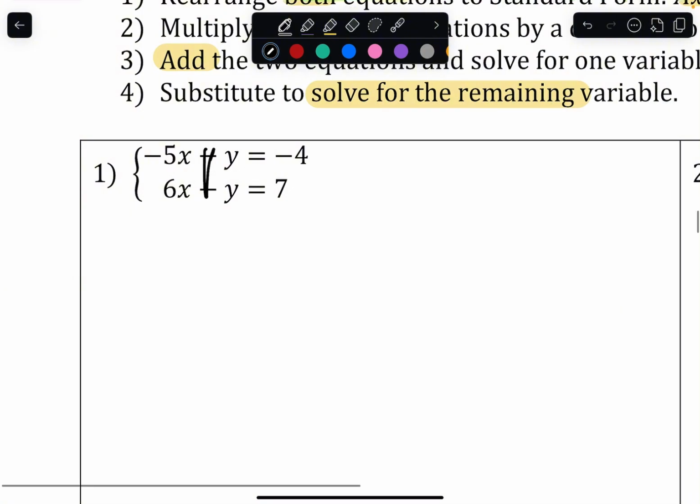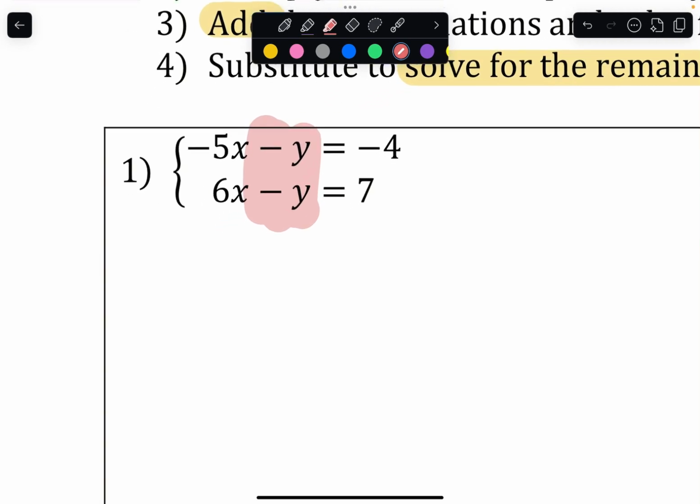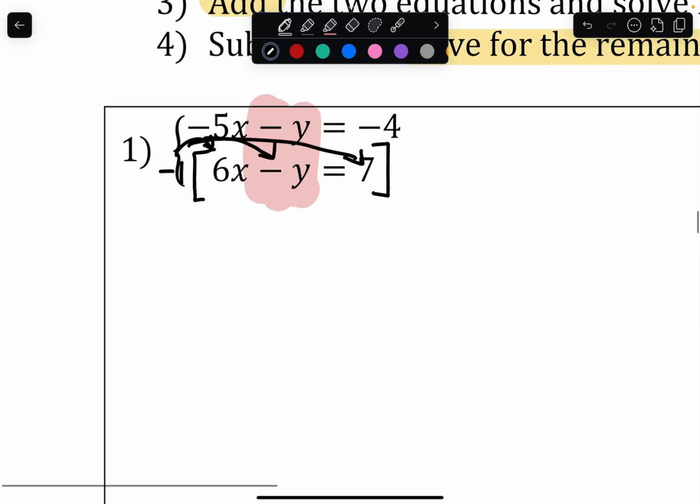But if you look at the y's, those are close to being the same. We just need to change the sign of one of them. And so what you can do is scale the entire equation by a -1. This is only legal if you do it to all 3 places. And so that new equation would be -6x plus y equals -7.